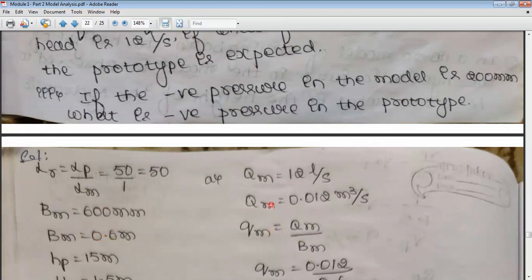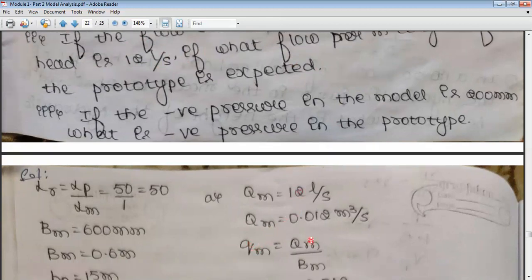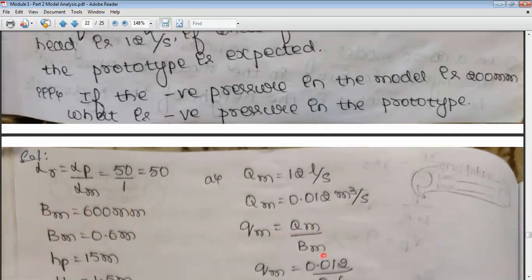So here he has not asked the capital Q, he has asked you to find the small q. So in order to find the small QP, you have to find QM. But in the problem, he has given capital QM. Therefore, you have to convert this capital QM into small QM by using the formula discharge per meter. So per meter means the per unit width, that is the width of the flume, 0.6.